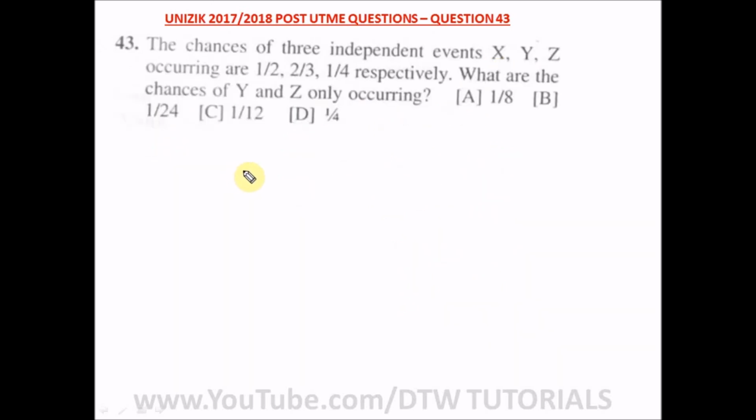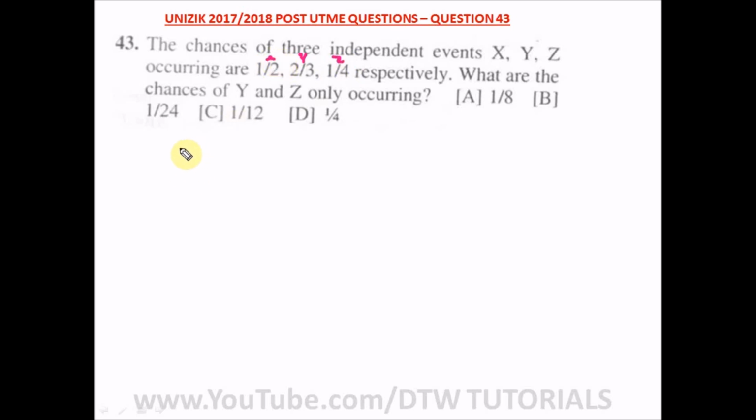Question 43 of UNIZIK 2017/2018 post-UME past questions. That's in Nnamdi Azikiwe University, Awka. It says the chances of 3 independent events X, Y, Z occurring are 1/2, 2/3, 1/4 respectively. What are the chances of Y and Z only occurring? Okay, so Y and Z, this is Y and this is Z and this is what?